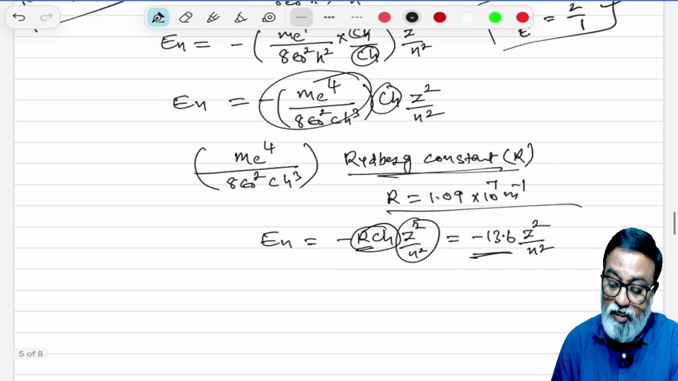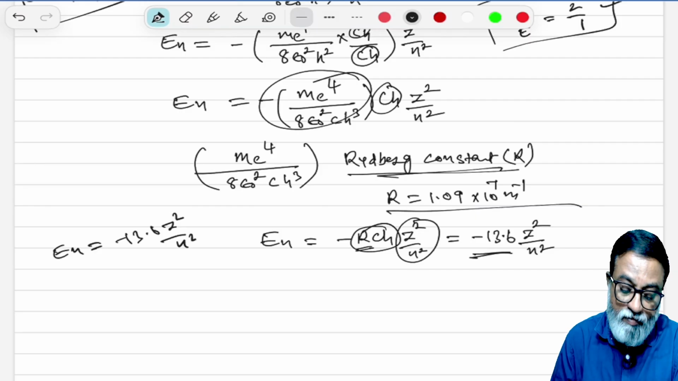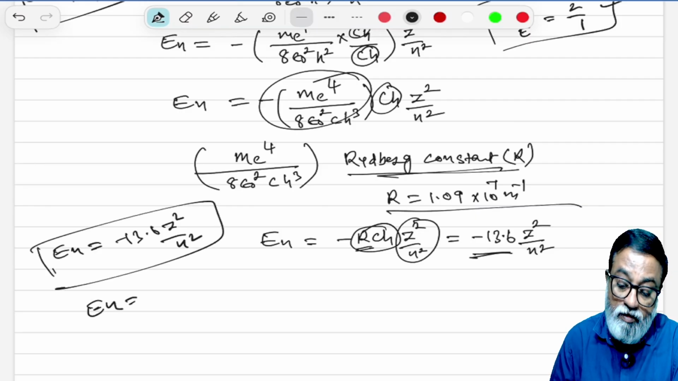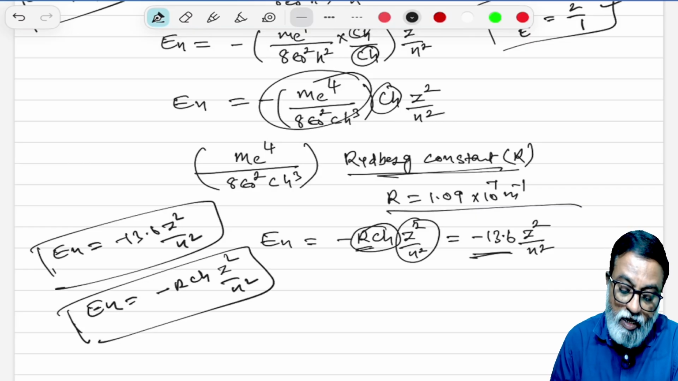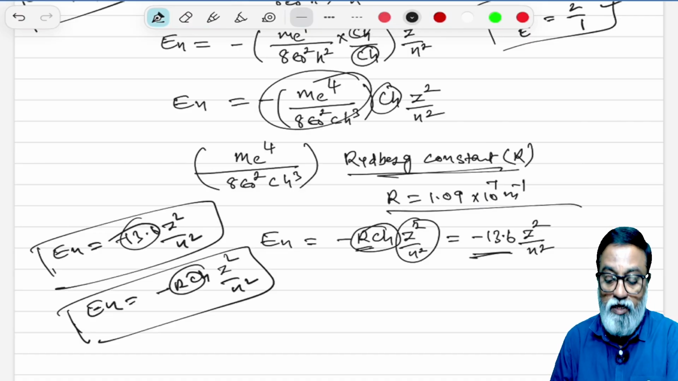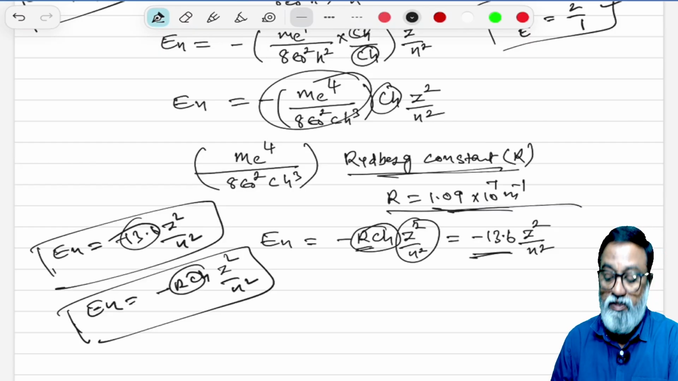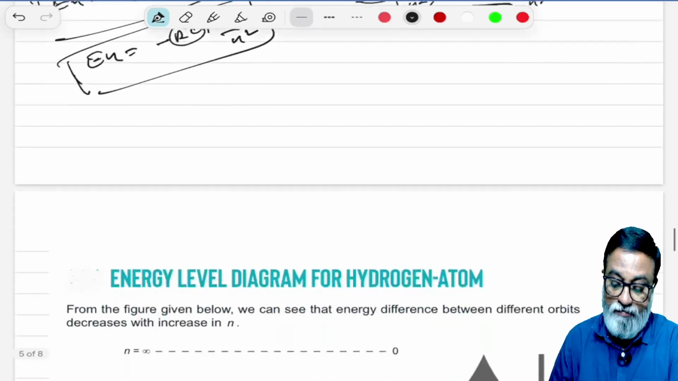Therefore, energy in another form: one is E_n equals minus 13.6 Z square by n square, or E_n equals minus R c h into Z square by n square. This is another form. This R c h is nothing but 13.6. Here R is called the Rydberg constant. That value is 1.09 into 10 to the power of 7 meter inverse. This is the total energy.